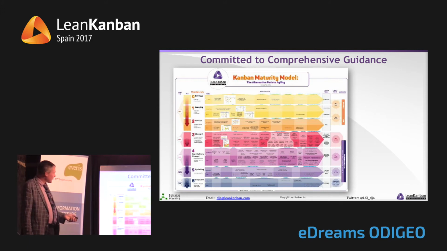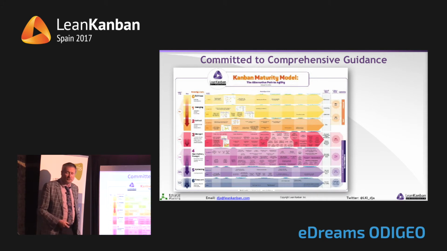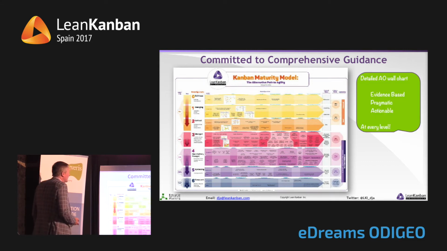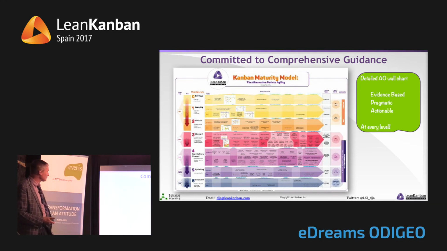We're also committed to comprehensive guidance, great big A0 posters, and a book that goes with this that Teodora and I are working on called Essential Kanban Maturity Model. And it turns out that on here there's 160 practices. It takes a long time to describe all of those, so it's not quite ready yet. Still working on it. Right, evidence-based, pragmatic, actionable at every level. I'd rather leave some of this stuff blank than guess what should be in there and then let the case studies emerge over time.